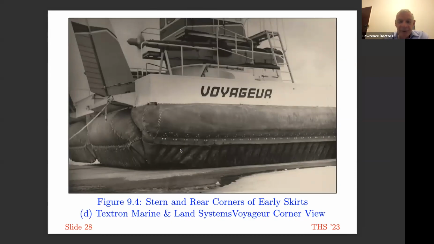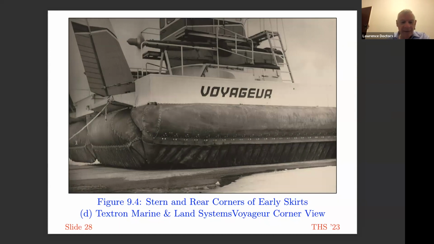This is the Voyager, which was designed by Bell Aerosystems in the US. By that time, the company changed its name to Textron. And I'm showing this picture to illustrate the complications at the corners at the stern of the vessel. You can see not only the side skirt here with the fingers below, one can see what was originally a structure called a chip bag, but it's now changed its shape because it's got fingers below it.